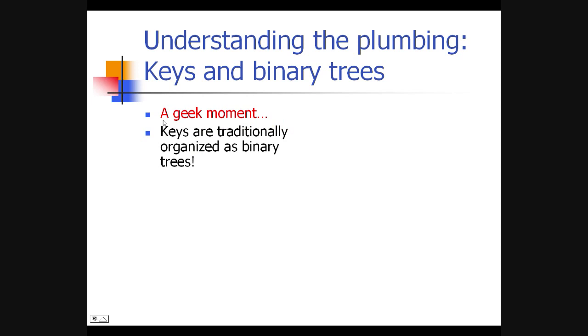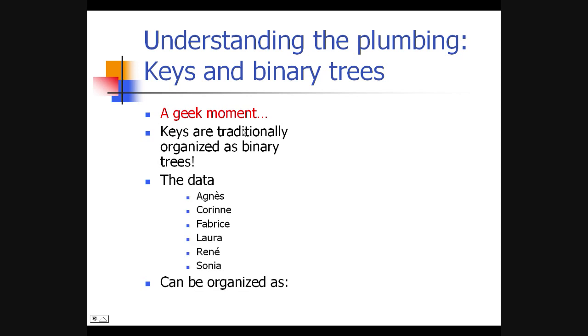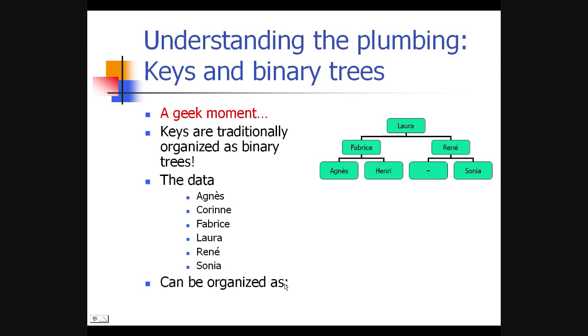For example, keys that are traditionally organized as binary trees are going to be managed the following way. This is the data that we're going to try to arrange as keys would be arranged. It's the first names of members of my family. This set of data, as you can see here, is sorted in alphabetical order, and can be organized the following way. I'm sure you love that. So, how do you organize this kind of data, a list of first names, in a representation like that?